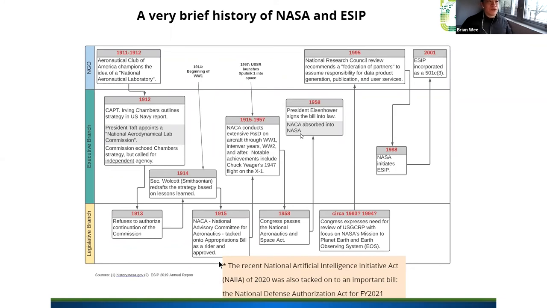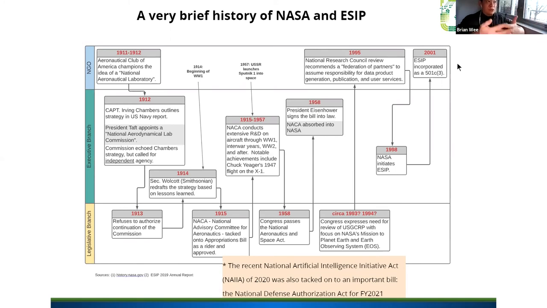And this bit that I'm showing on the screen here is how ESIP came about. I'm not sure of the exact date, it's kind of hard to figure out. In 1993, 1994, Congress expressed the need for a review of USGCRP. GCRP is important, I'm going to mention it later. It's the US Global Change Research Program, which a lot of us, either as individuals or as agencies, were involved in, right? So Congress expressed the need to review the USGCRP and NASA's Mission to Planet Earth, and also NASA's Earth Observing System, EOS, right? The National Research Council recommended a federation of partners, and in fact, that's how ESIP came to be, and ESIP was incorporated as a 501(c)(3) in 2001, right?